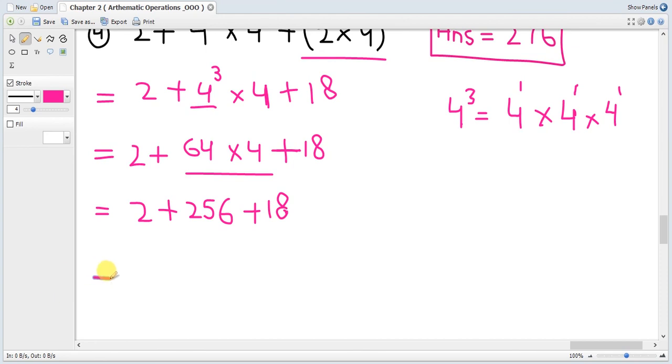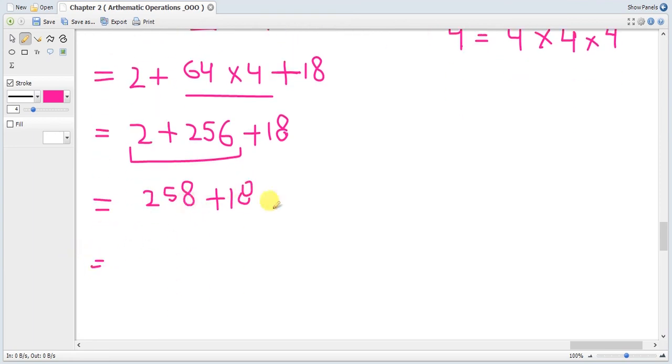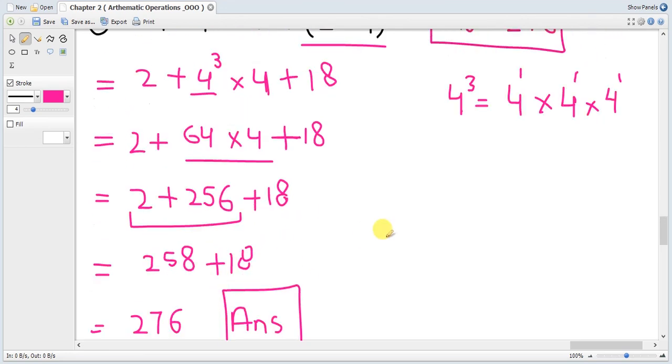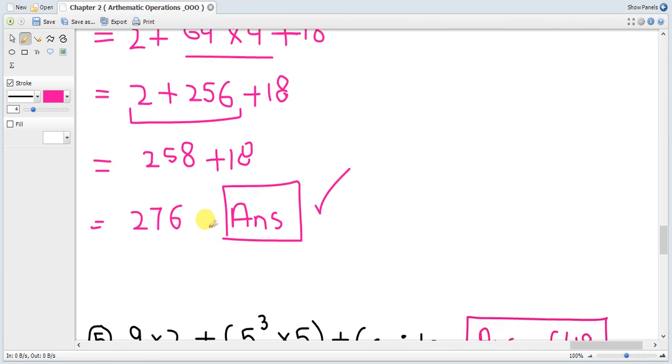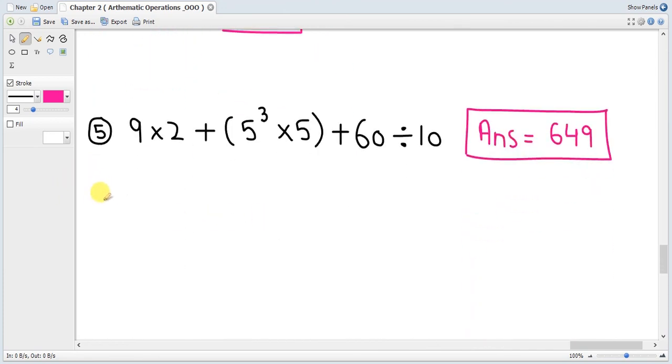Since all these numbers are adding, let's just solve the first two numbers first. So this will give us 258 plus 18, and 8 plus 8 is 16. 1 carry, 5 plus 1 is 6, 6 plus 1 is 7, and 2 here. So the answer is 276. Okay, let's double check our answer. Yes, this is right. So 276 is our right answer. Okay, next question.